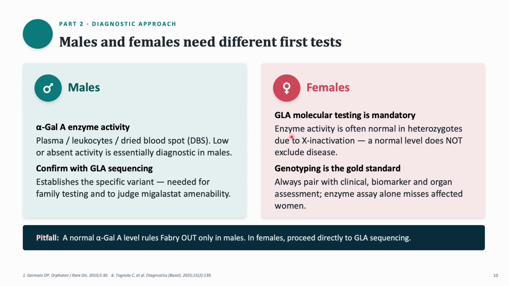In females, the rule is different. Enzyme activity is unreliable, so based on the family history, you need to order GLA sequencing. GLA molecular testing is mandatory. Genotype is the gold standard.